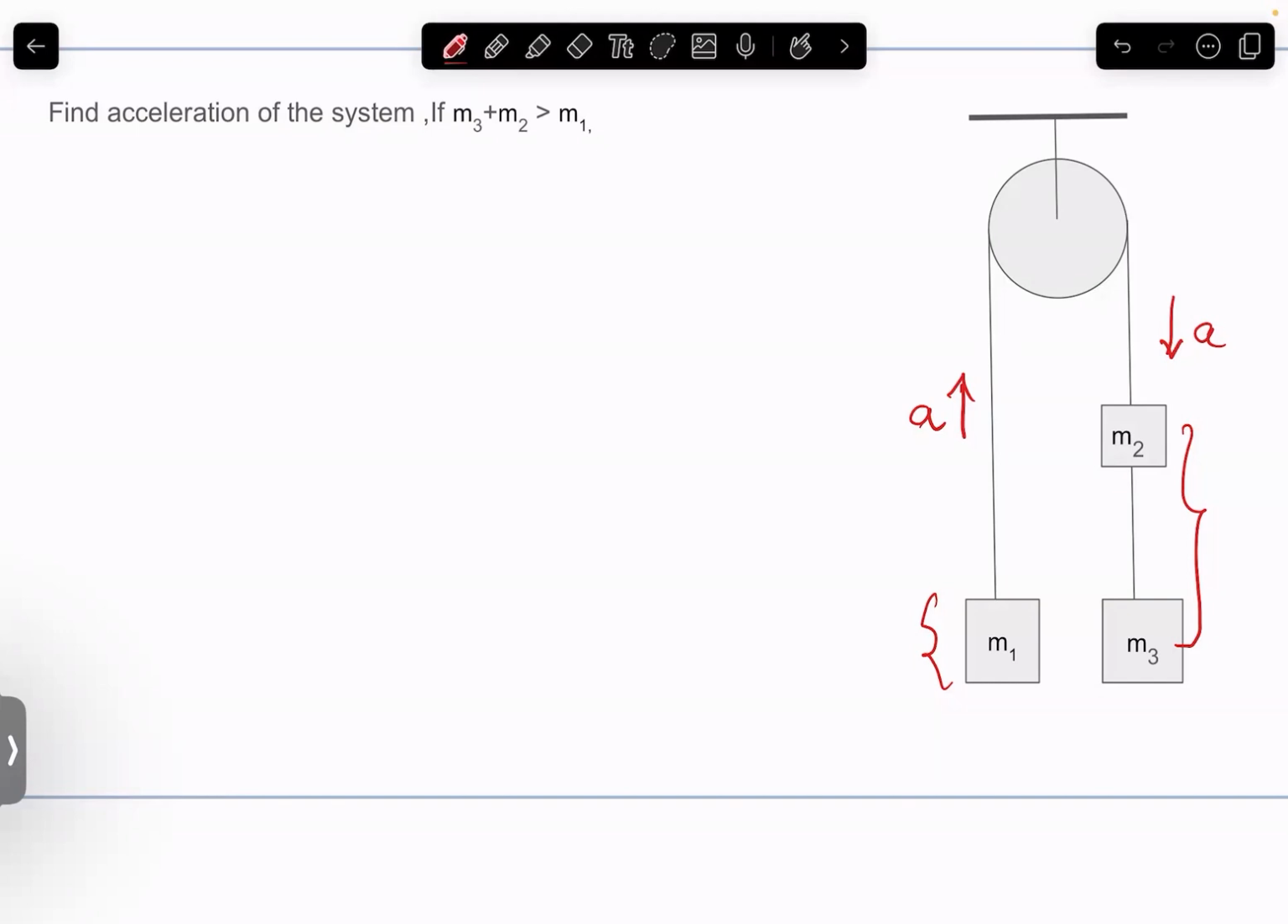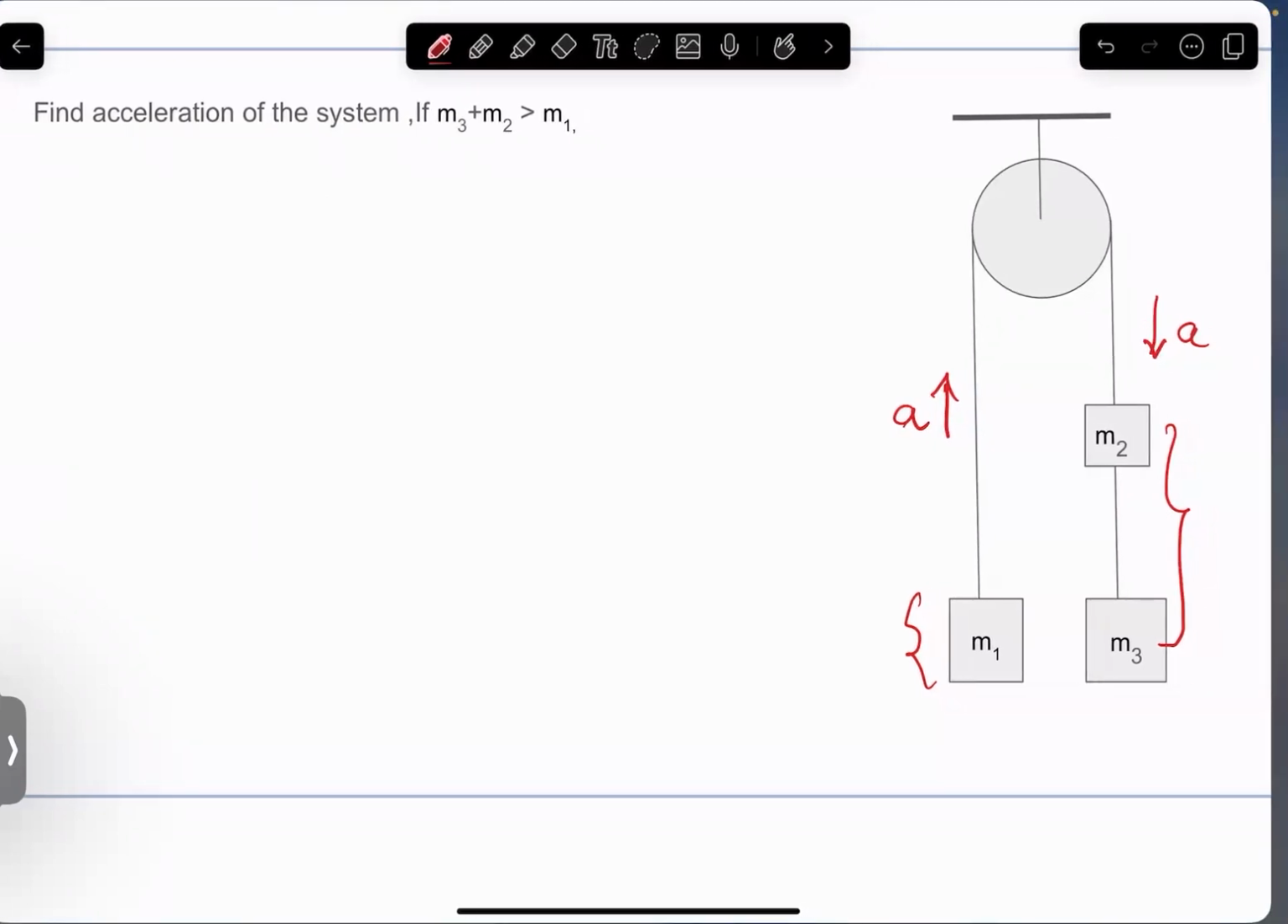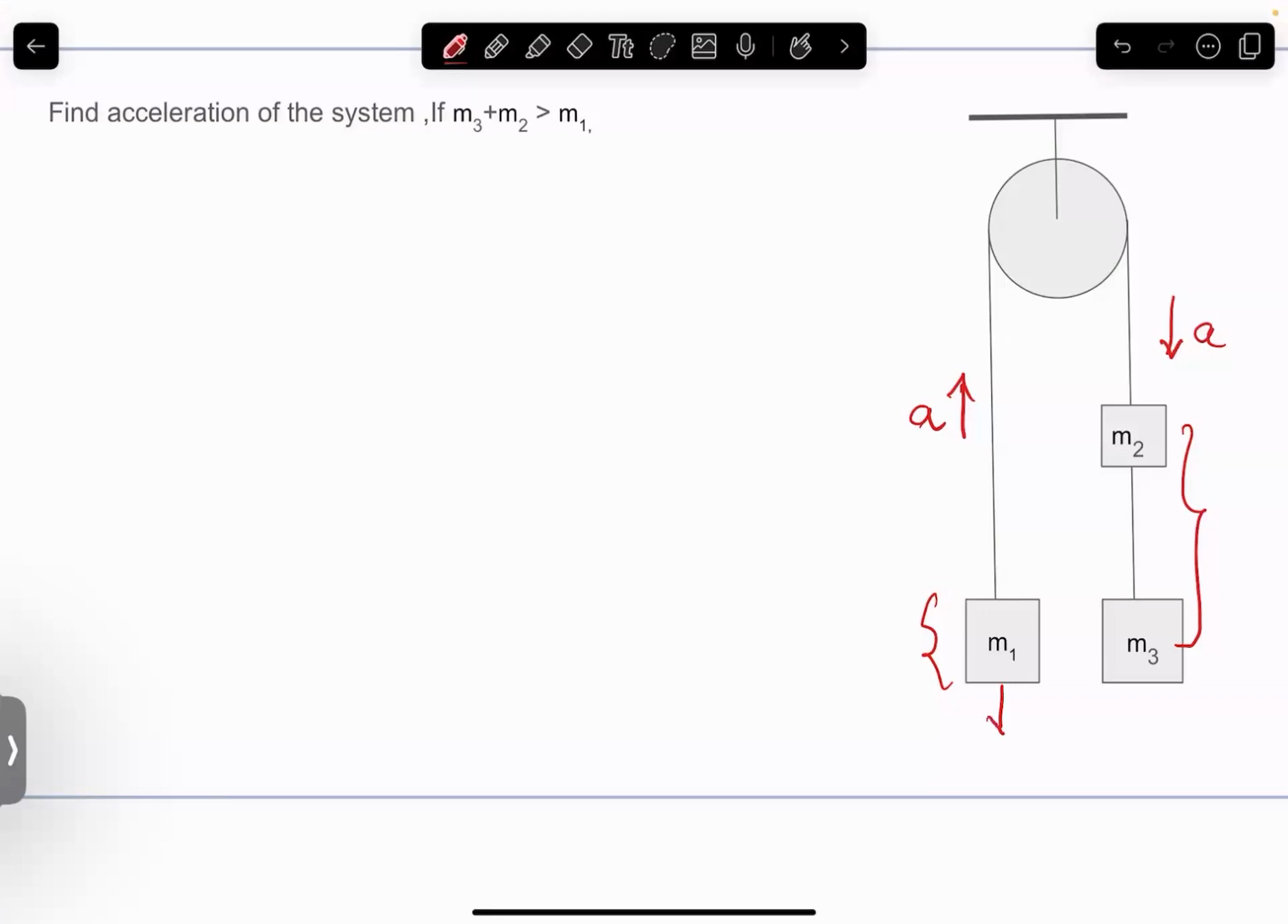So how to do this? First of all, we need to understand what is happening in the system. There is this block hanging, and what will happen if a block is suspended like this? There will be weight acting.